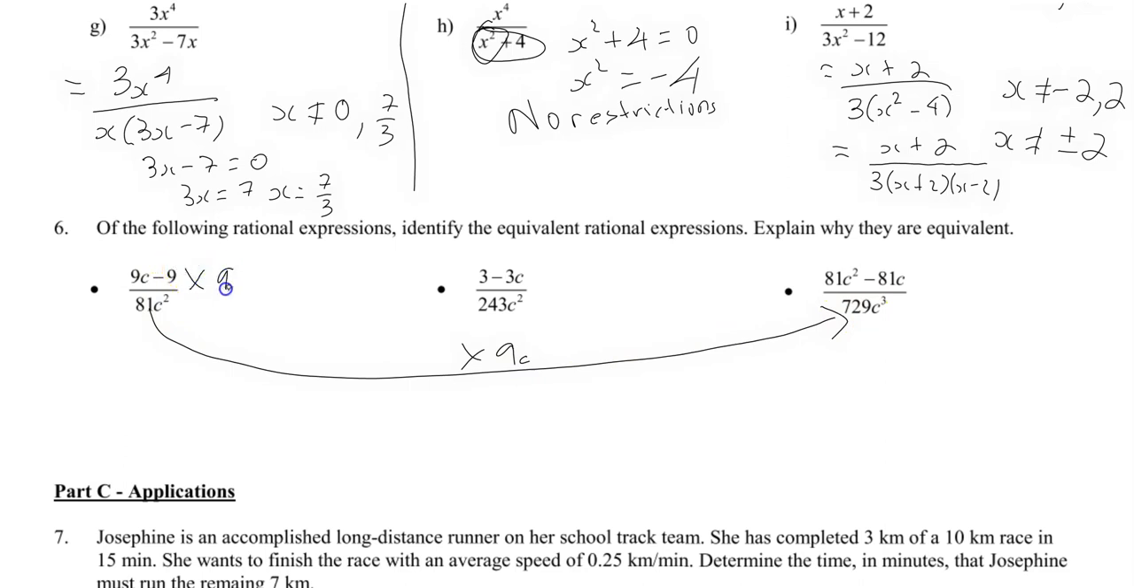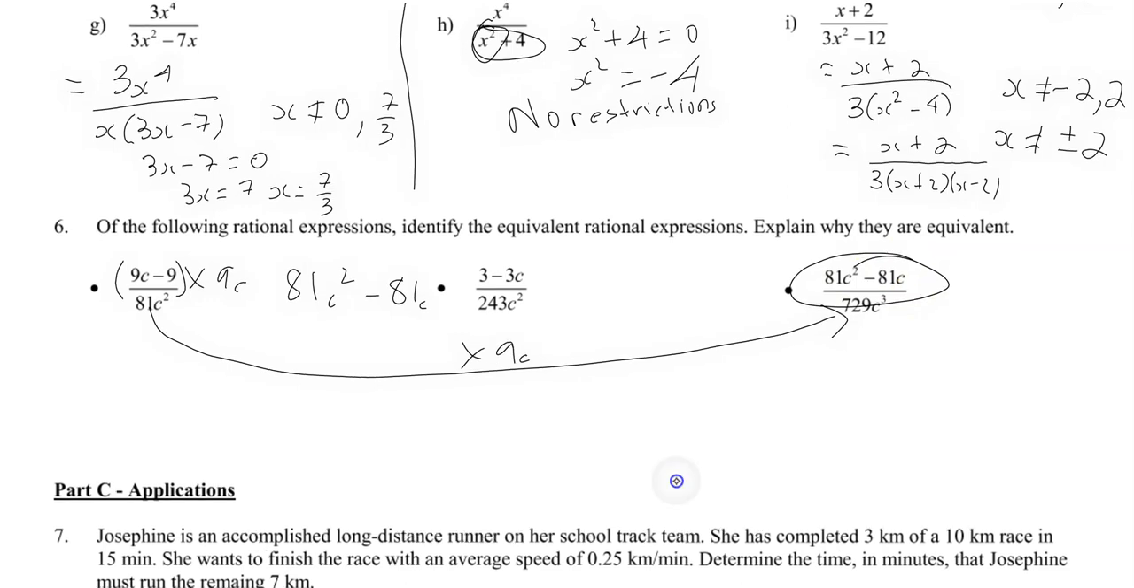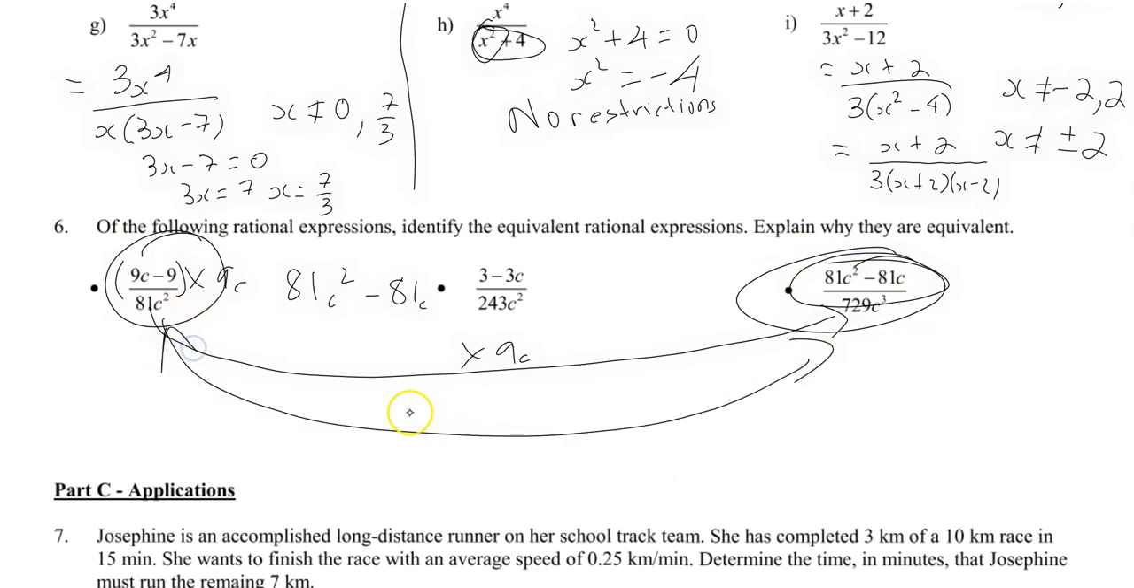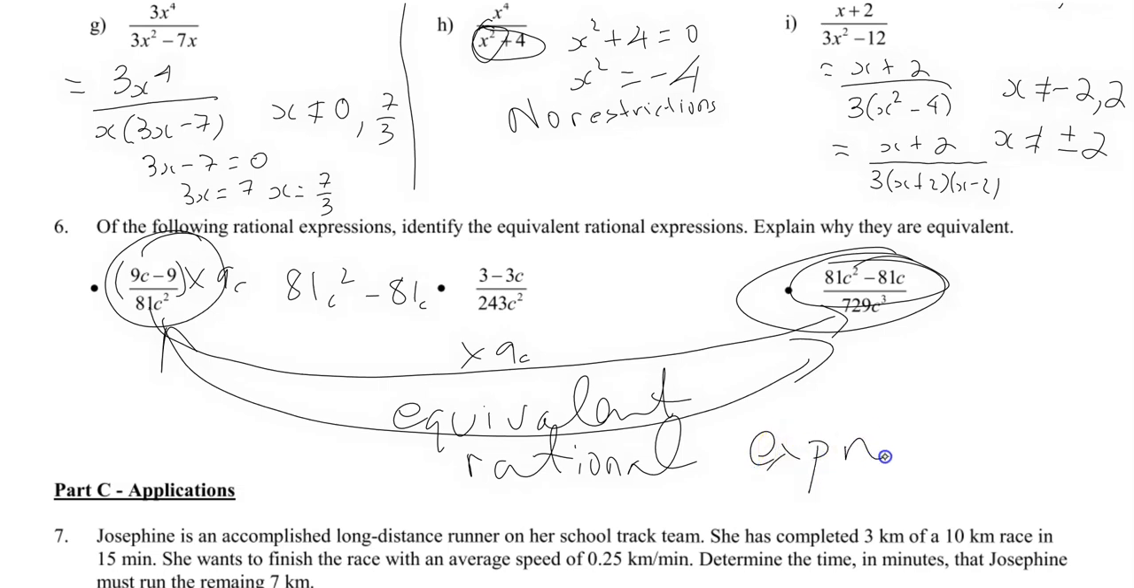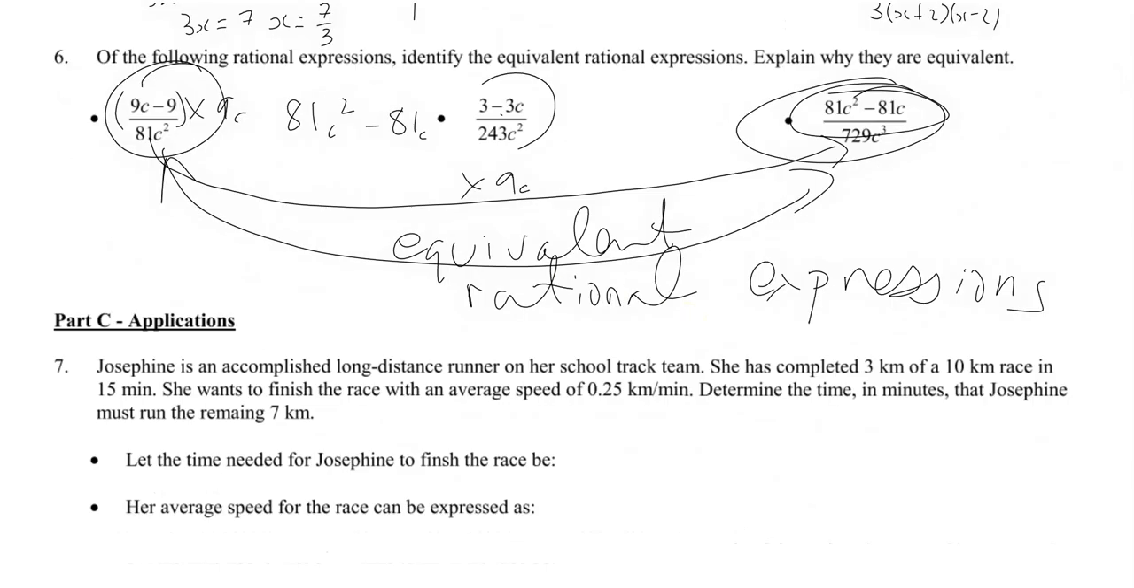So what if I multiply this by 9c? I'll get 81c squared minus 81c. Oh, well, that's what that is, right? So these two are equivalent, the first and the third. So this and this, they are equivalent rational expressions. Since this isn't the same as this, and this is the same as this, then this cannot be equivalent to either one of those, so we don't even need to check that.